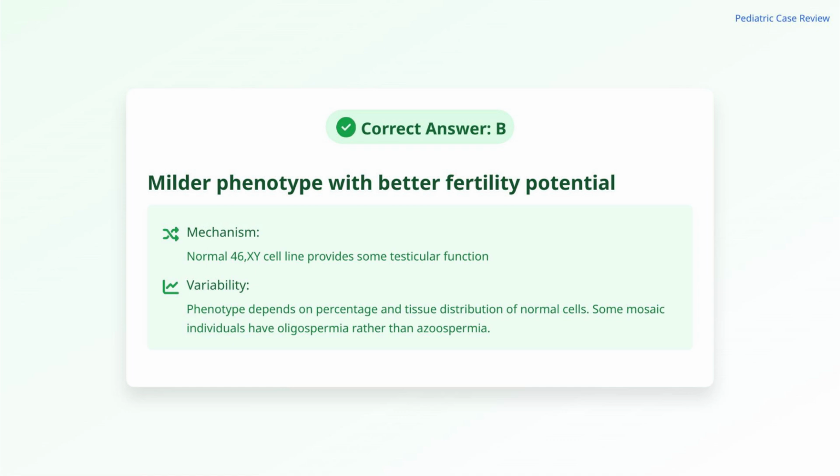Mosaic Klinefelter syndrome typically presents with less severe features than classic 47XXY. The presence of a normal 46XY cell line provides some preserved testicular function. Clinical severity depends on the percentage and tissue distribution of normal cells. Some mosaic individuals maintain limited spermatogenesis, presenting with oligospermia rather than complete azoospermia. These men may have better spontaneous fertility potential or higher sperm retrieval success rates.